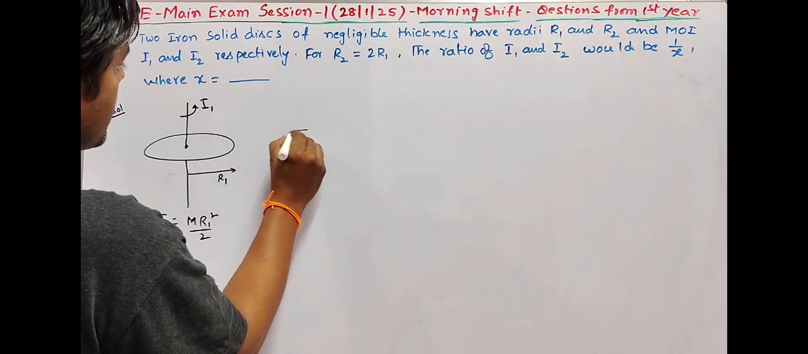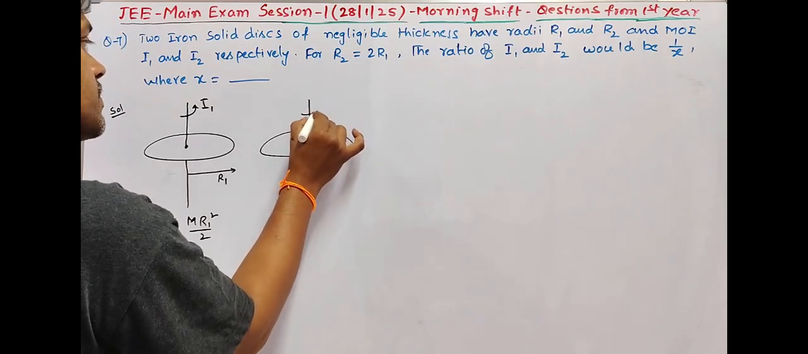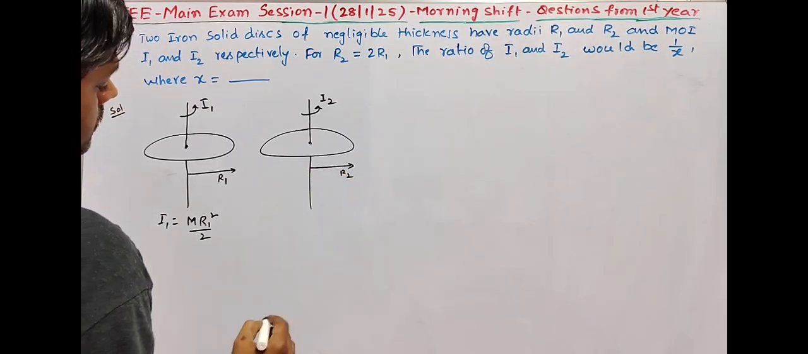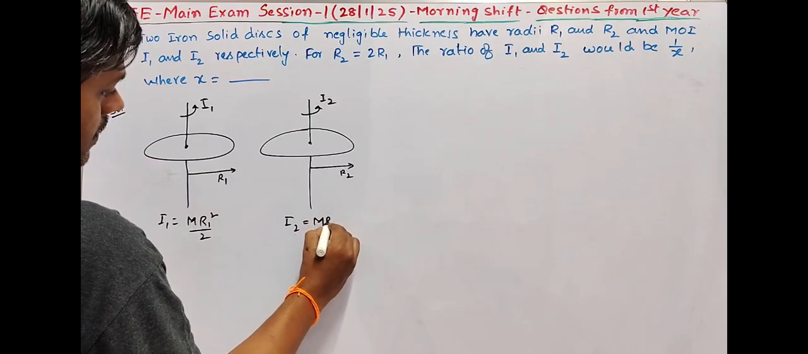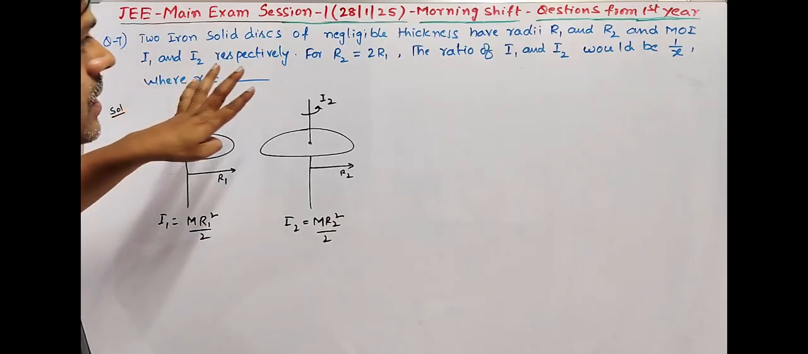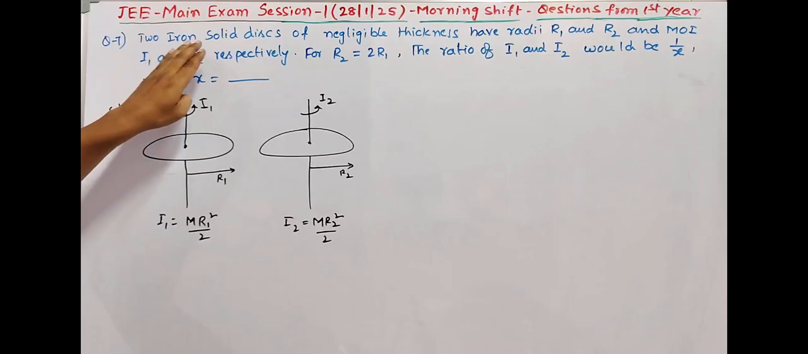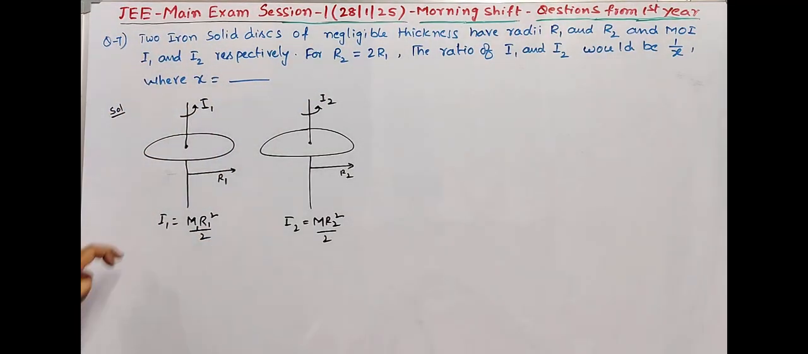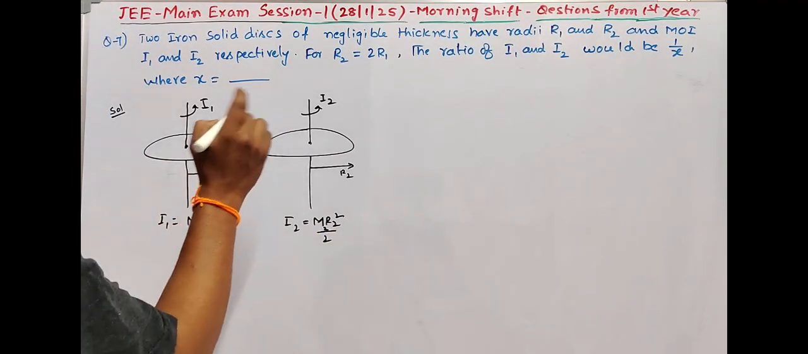The second one is also an iron disc, also rotating about an axis passing through its center. Its radius is R2, so its moment of inertia I2 is equal to M R2 square by 2. In this question, nowhere are the masses discussed, but their thickness is negligible. So I don't know the mass of the first disc. Its mass is M1, and the second disc mass is M2.